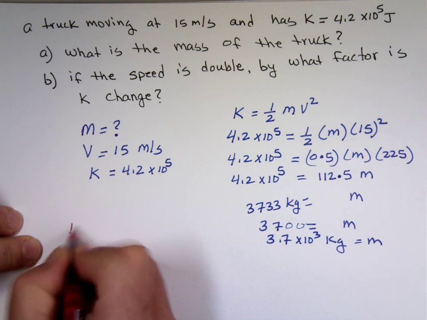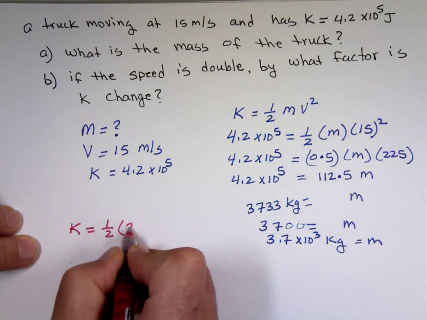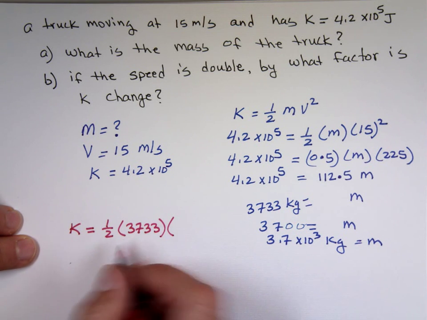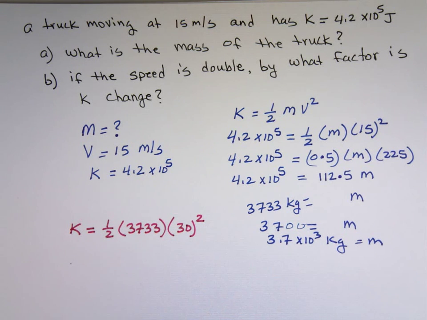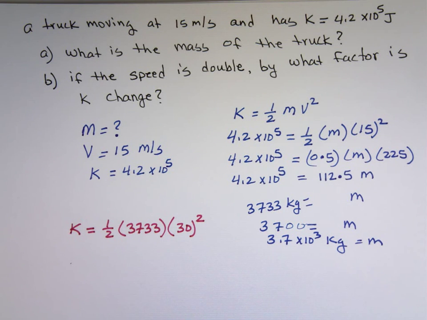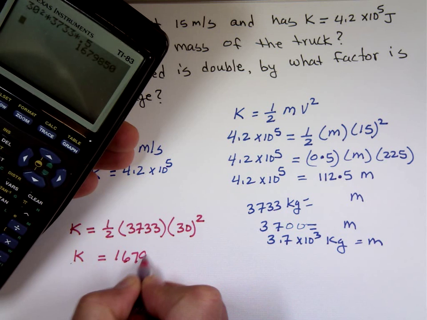So now what is the kinetic energy if the speed is doubled? 1/2, we know what the mass is, 3733. And now the speed is doubling. Instead of 15, it becomes what? 30 squared. Square the 30 first, order of operations, times 3733 times 0.5. The kinetic energy is 1,679,850 joules.